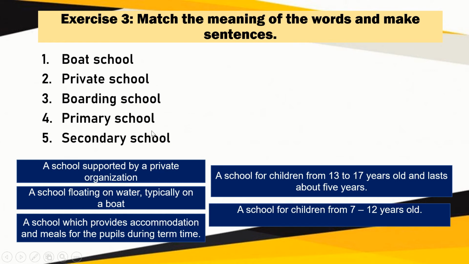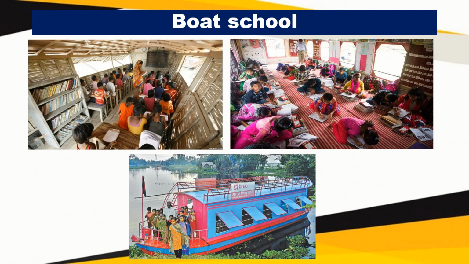Number four, primary school. Primary school is a school for children from 7 to 12 years old. And secondary school is a school for children from 13 to 17 years old and lasts about 5 years. So you can write the meaning of the different types of schools. So let's look at the pictures.